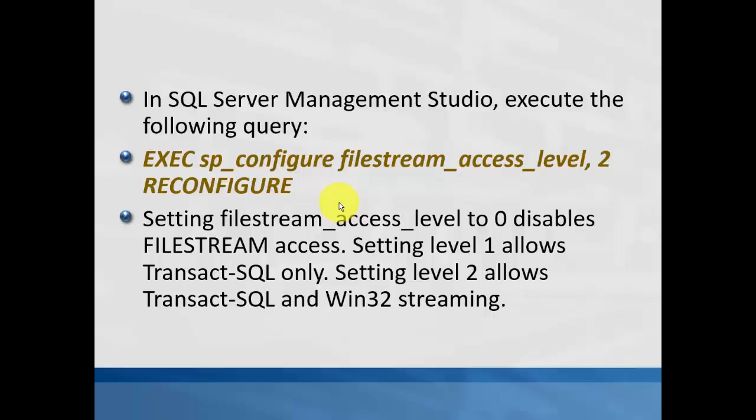Okay, let me show first what it will achieve. This SQL statement sets the FILESTREAM access level. Setting it to 0 disables FILESTREAM access, so it was 0. Setting level 1 allows Transact-SQL, so only queries can be run. Setting level 2, which we're going to set, allows Transact-SQL and GUI or Win32 streaming as well.